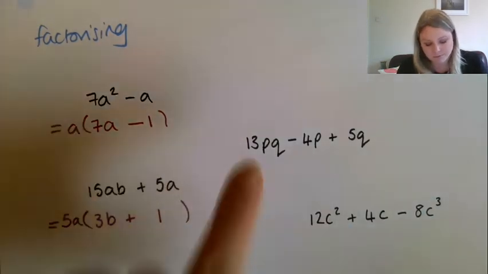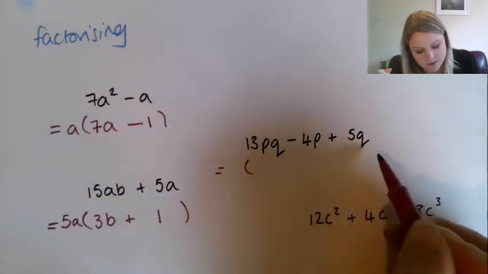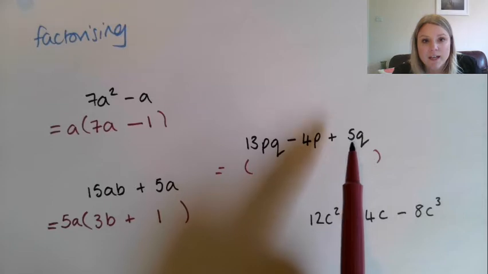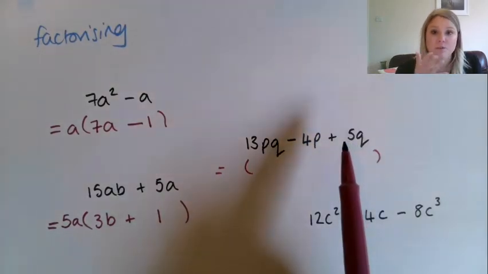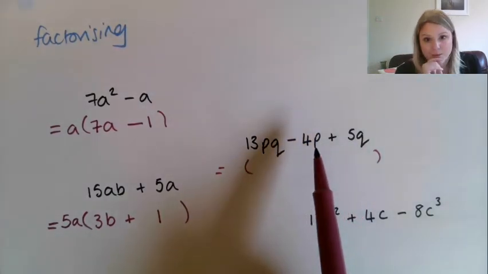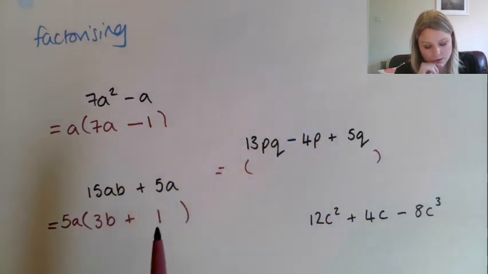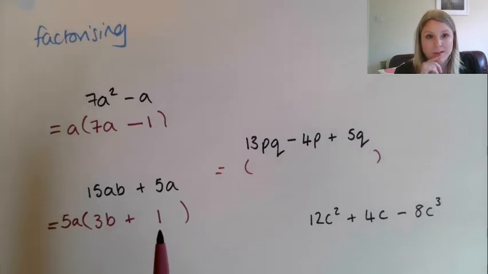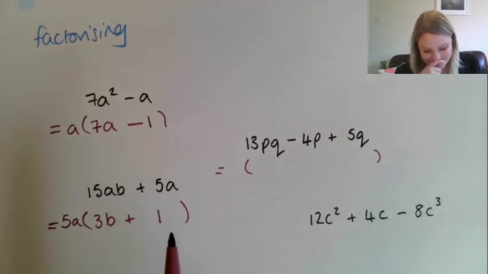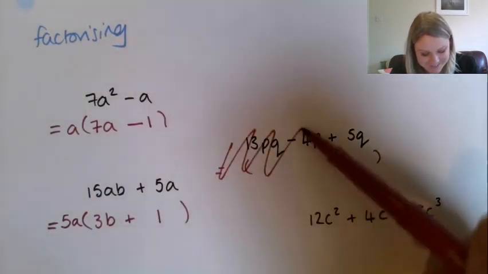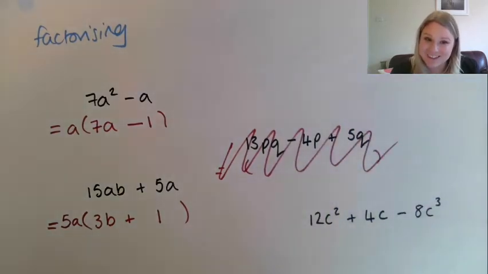So this one here, let's look at it. Let's go numbers first of all. 13, 4 and 5. Are there any common factors for those? No, so we can't bring any numbers out. Letters, P, Q, P and Q. There's actually nothing we can factorize in this one. That was a terrible example. Let's just forget that one, sorry. Let's move on to the next one.